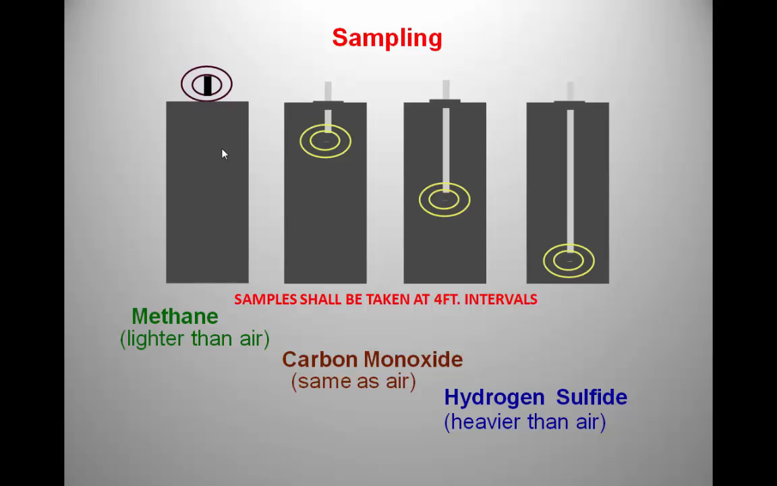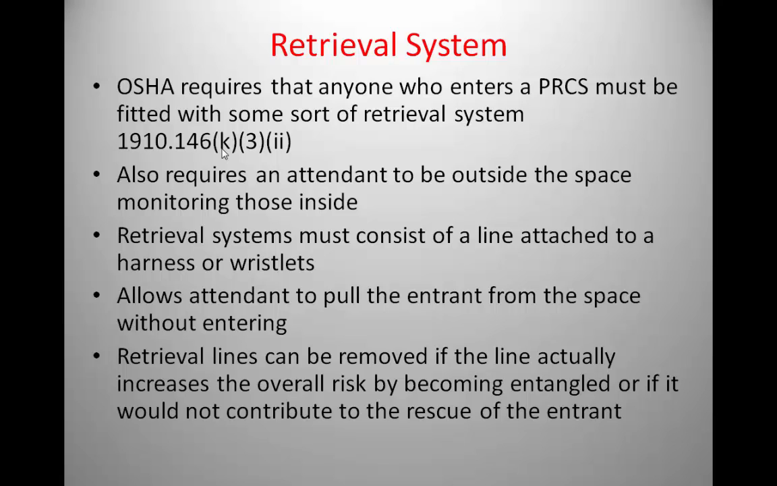Retrieval systems, this is another OSHA requirement that also has some exceptions to it. Anyone that enters a permit required confined space must be fitted with some sort of retrieval system. This allows the attendant outside to retrieve them without making entry. This also requires the attendant outside to monitor the inside of the space. And the retrieval system itself must consist of a line attached to a harness or wristlets.